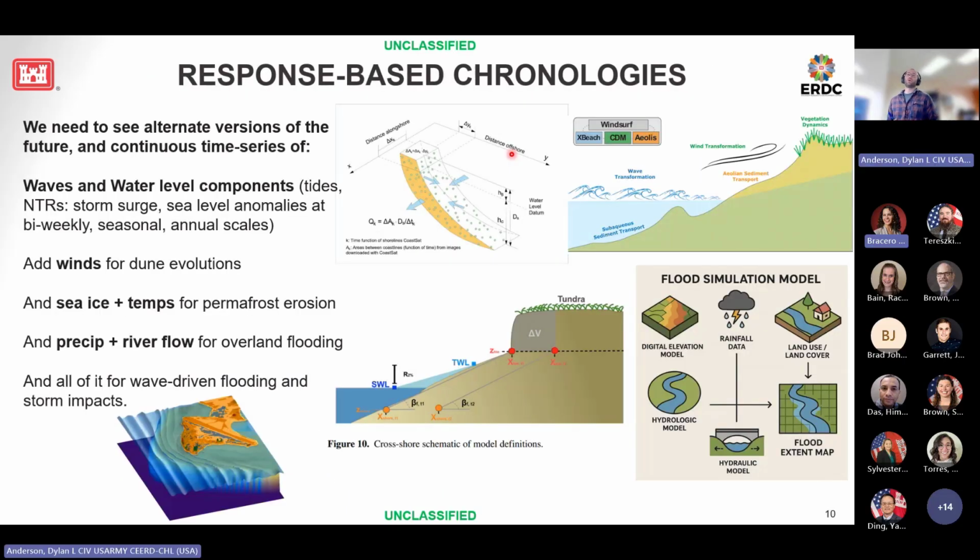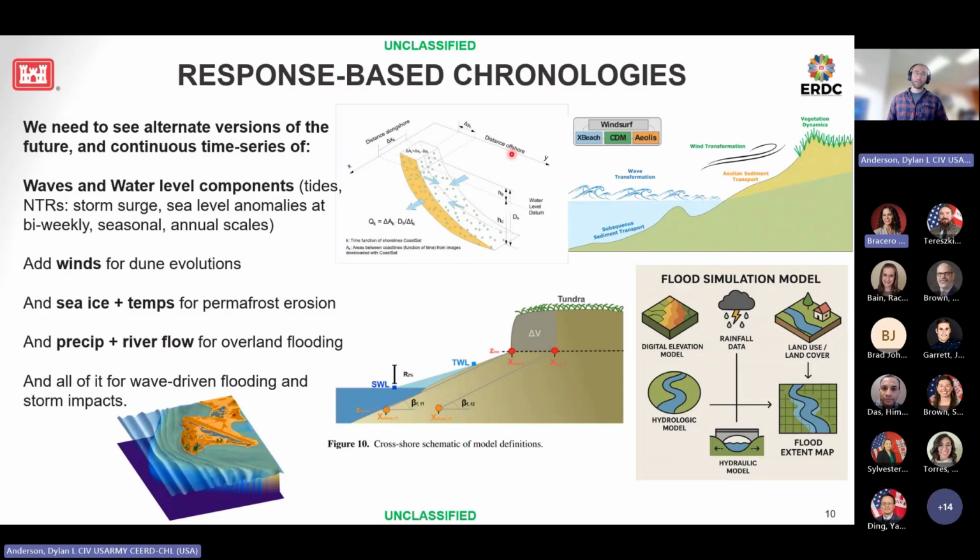So our goal here is to try to see alternate versions of the future. We're going to try to see continuous time series, because that's really what is driving these morphologic responses or these nuisance flooding situations. That means we want to see wave and water level components. That's mostly what Yan Ding showed you a couple weeks ago, so I'll touch on that. But there are other things that we want to see. We need to see the winds if we want to be able to evolve dunes. If we want to work in the cold regions, we need to be able to see things like sea ice and air temperatures.